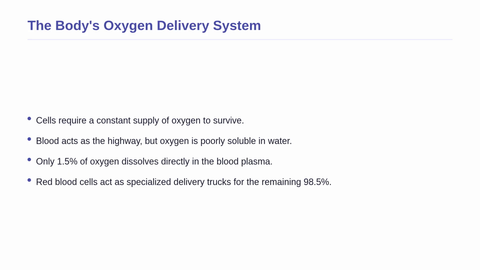Let us start by understanding how oxygen travels. Think of your cells as homes needing fresh groceries, which are the oxygen molecules. The blood is the highway, but oxygen cannot just float freely in large amounts because it is nonpolar and does not dissolve well in water. In fact, only about 1.5% dissolves directly in the blood plasma. To deliver the massive amounts we need, the body uses specialized delivery trucks called red blood cells. Inside these cells, oxygen binds to hemoglobin, which carries the remaining 98.5% of our oxygen supply.